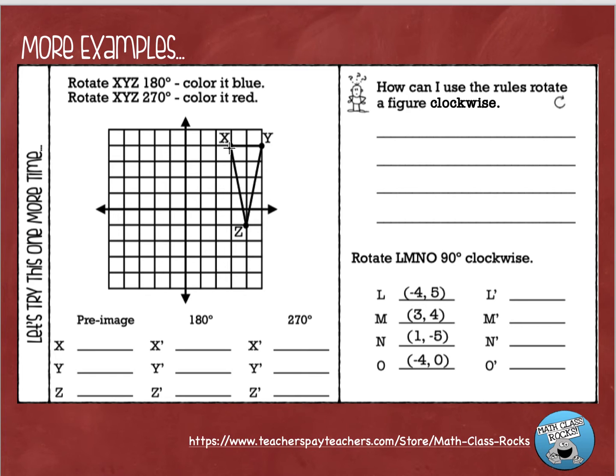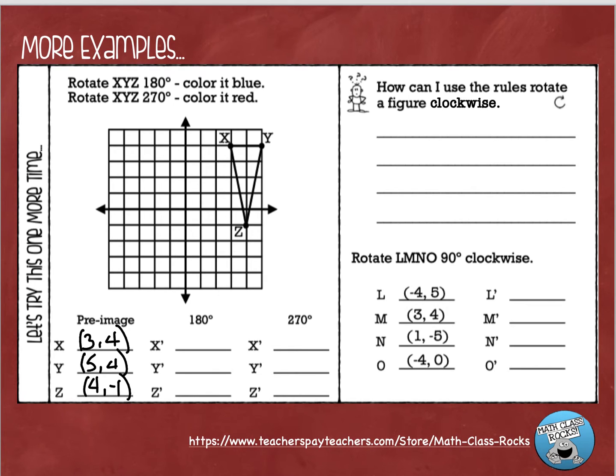So point X is right here. That's located at +3, +4. And point Y is over here. That's located at +5, +4. And Z is down here. That's located at +4, -1.